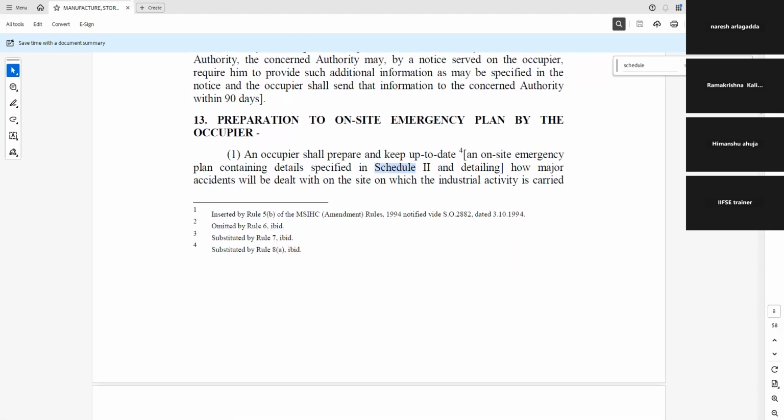Then we have preparation of on-site emergency plan. This is rule number 13. So why do we need to prepare? For the preparation of an on-site emergency plan also, we have a specific requirement.